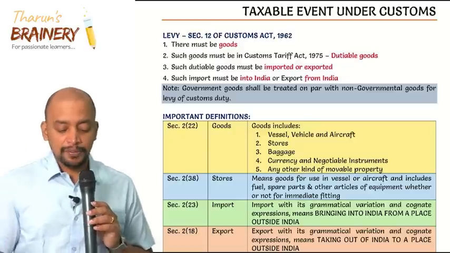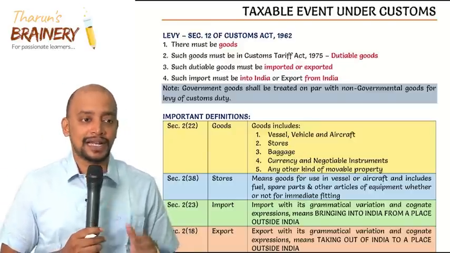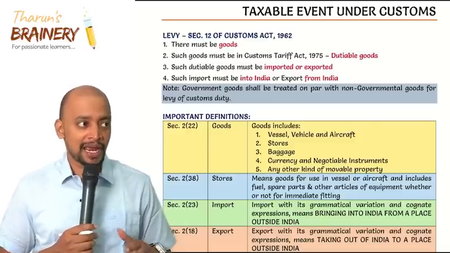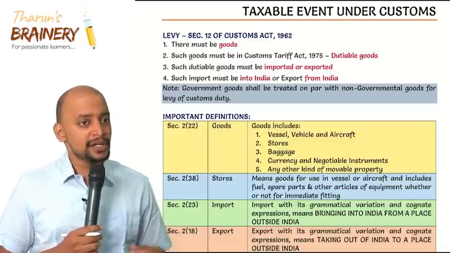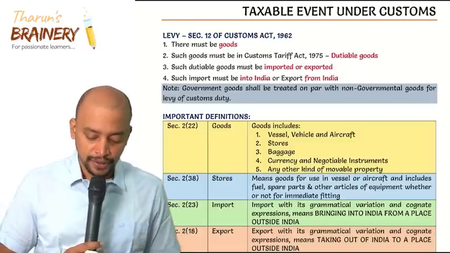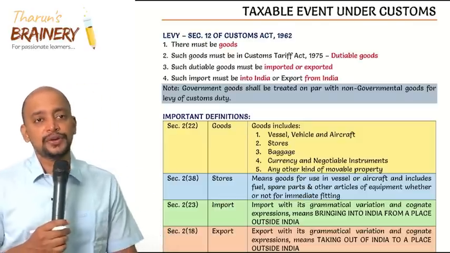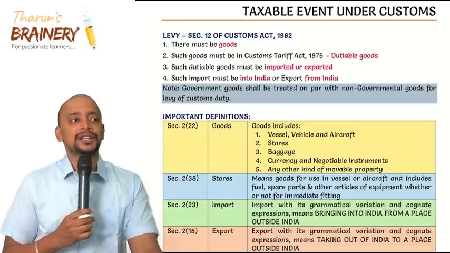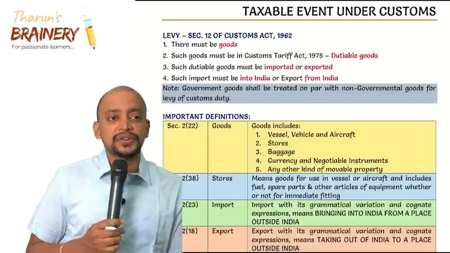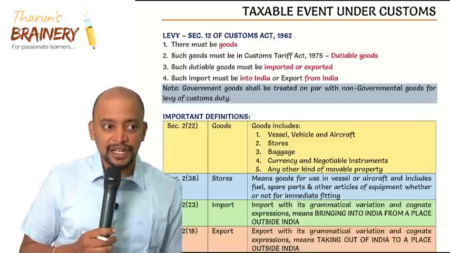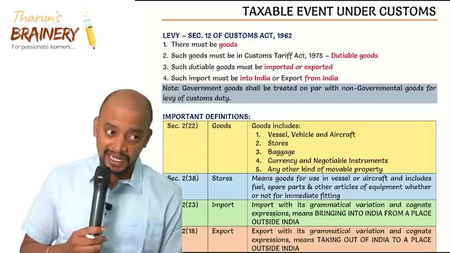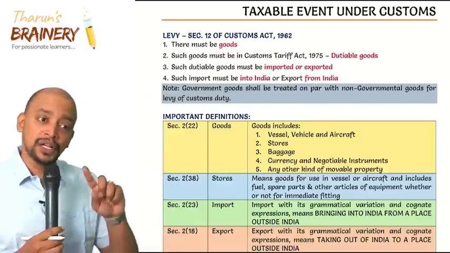And baggage. Baggage refers to a passenger's luggage. So when a passenger is coming, either check-in baggage or cabin baggage, both will be treated as baggage which is imported, and that is also treated as goods. Even currency and negotiable instruments are also goods under customs. But currency and negotiable instruments are actually not goods under GST. So on import of currency, whether customs duty is payable, yes, but whether GST is payable, no.